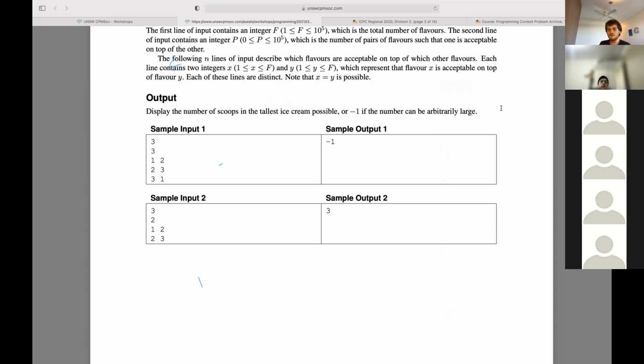Okay, hopefully the problem makes sense. We just are given a bunch of pairs of which flavors are allowed directly on top of other flavors. So by directly, let's say you're allowed to have 3, 2, 1. It doesn't matter whether 1 can go on top of 3. All that matters is adjacent flavors. So can 1 go on top of 2, and can 2 go on top of 3? That's all that matters when creating the 1, 2, 3 ordering.